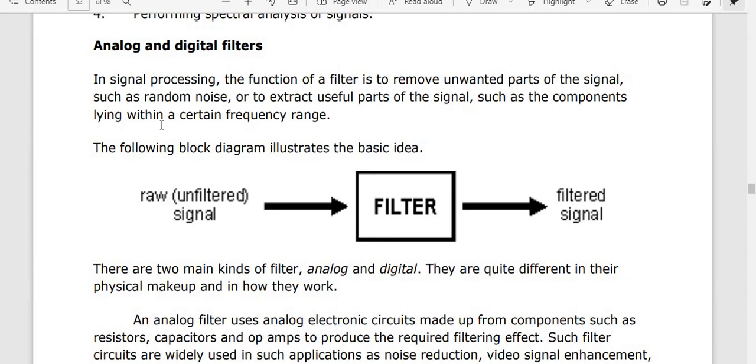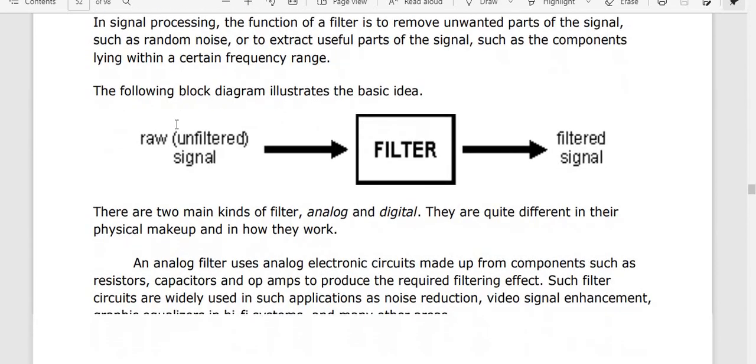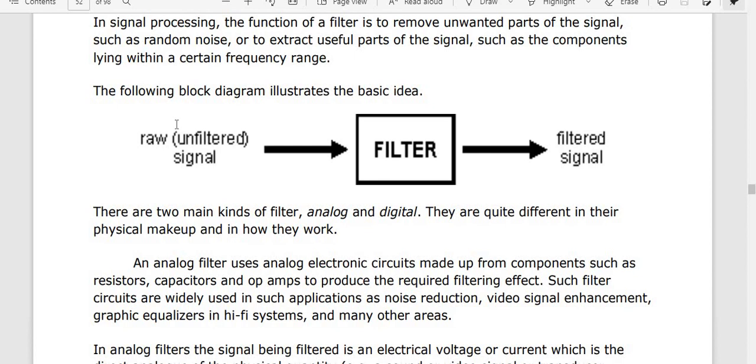What is filtration going to do? As you can see in the diagram, it uses components such as the frequency range, and the main kinds of filters are analog and digital. They are quite different in their physical makeup, and how they work is also different. As you can see in the block, we use a filter; the input is the raw or unfiltered signal. When you pass it through the filter, you get the filtered output, that is the filtered signal. This is the filtration done by that filter.